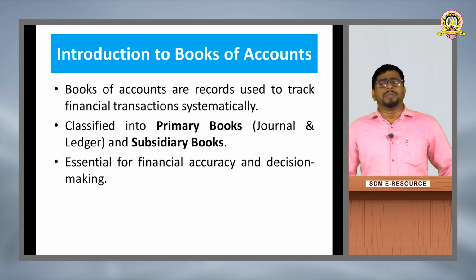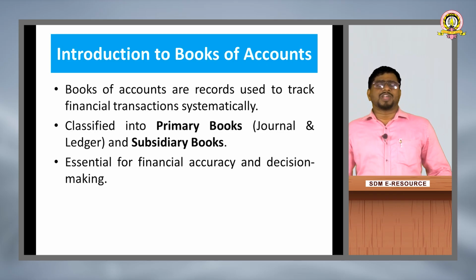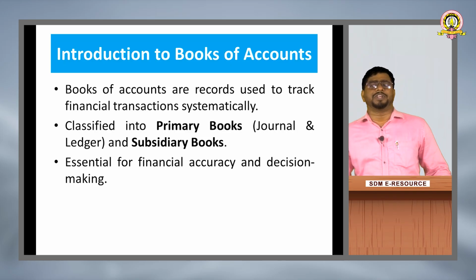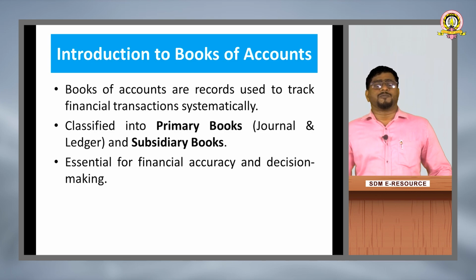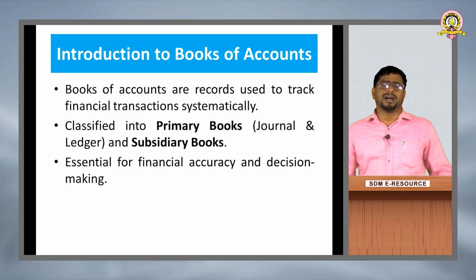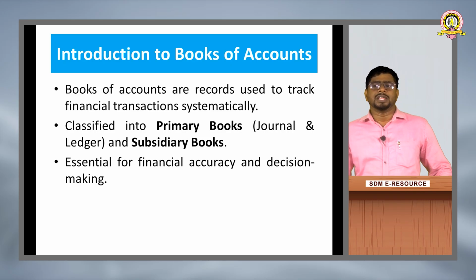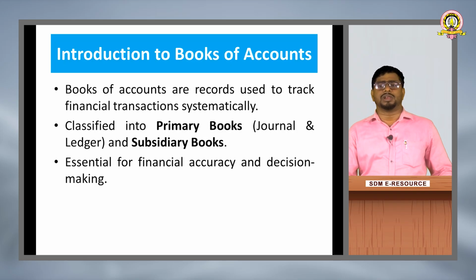Let us see what we mean by books of accounts. Books of accounts are the records used to track financial transactions systematically. These books of accounts are classified into two categories, that is primary books and subsidiary books. Examples for primary books are the journal and ledger. These books of accounts are very essential for financial accuracy and decision making. In business, in order to take proper financial decisions, these books of account play a crucial role.